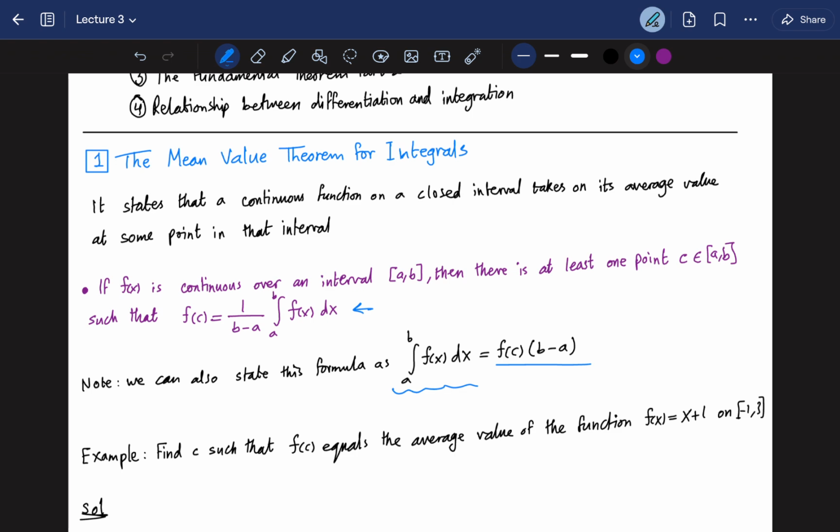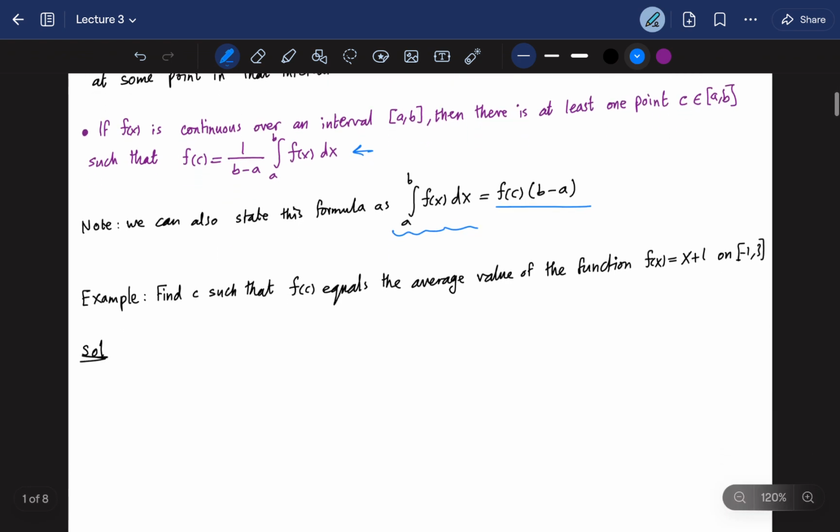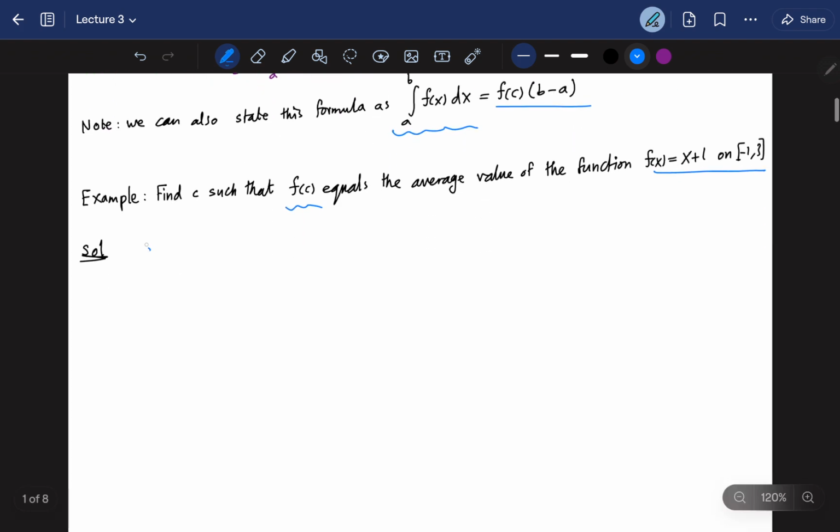So let's do an example. We want to find the value c such that f of c is equal to the average value of this function. So remember from last time, the average value of a function is just 1 over b minus a, times the integral from a to b of my function. But this is just a definite integral which represents an area under a curve. So I can easily just graph this curve of my function f.